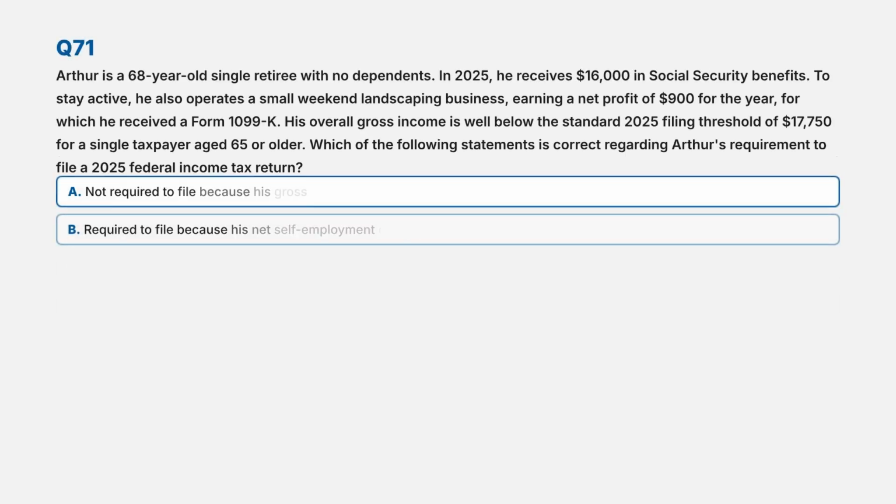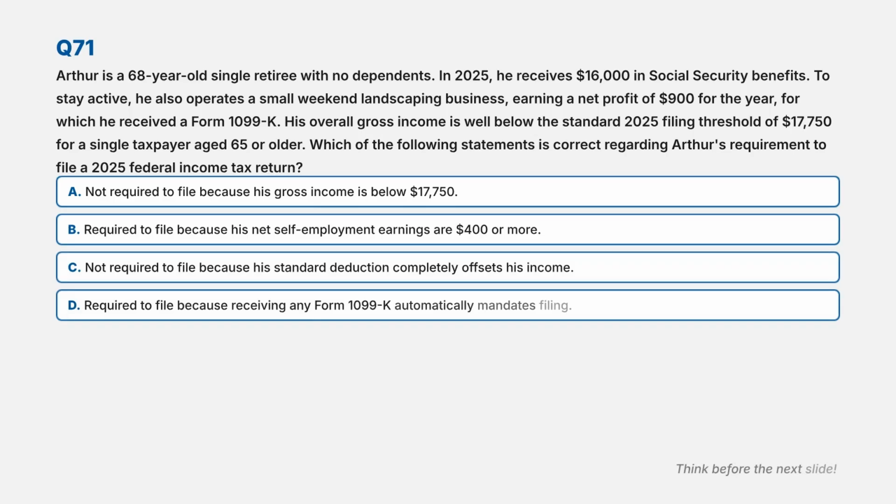Question 71. Here's the scenario. Arthur is a 68-year-old single retiree with no dependents. In 2025, he receives $16,000 in Social Security benefits. To stay active, he also operates a small weekend landscaping business, earning a net profit of $900 for the year, for which he received a Form 1099-K. His overall gross income is well below the standard 2025 filing threshold of $17,750 for a single taxpayer aged 65 or older.